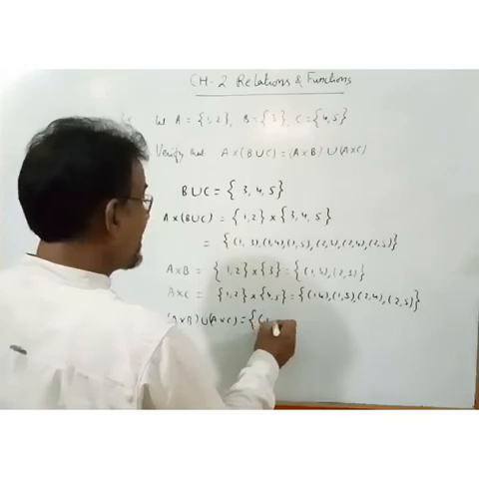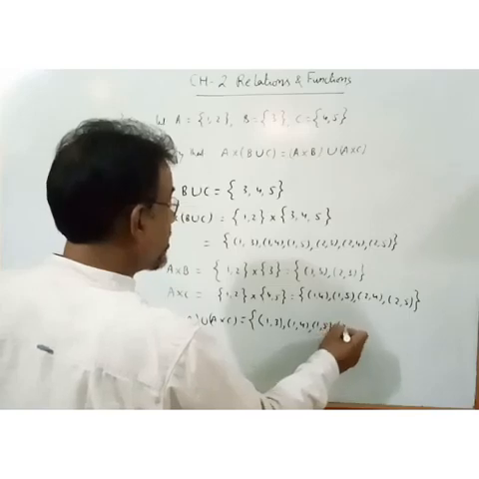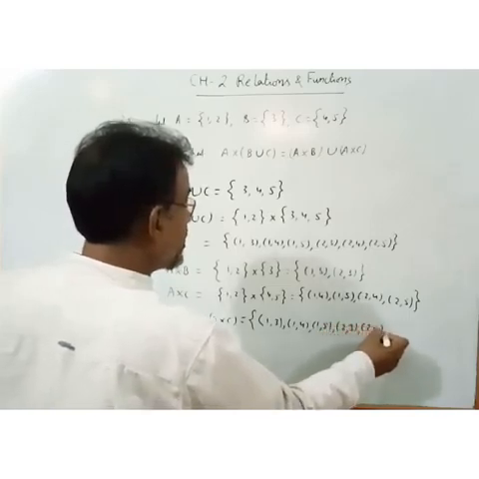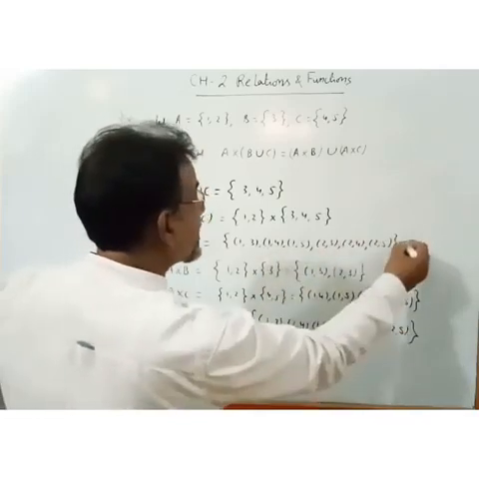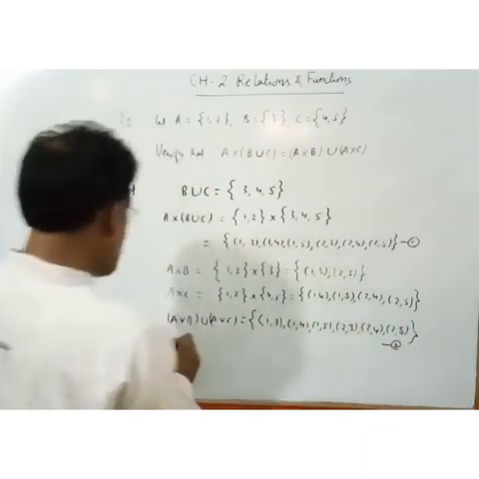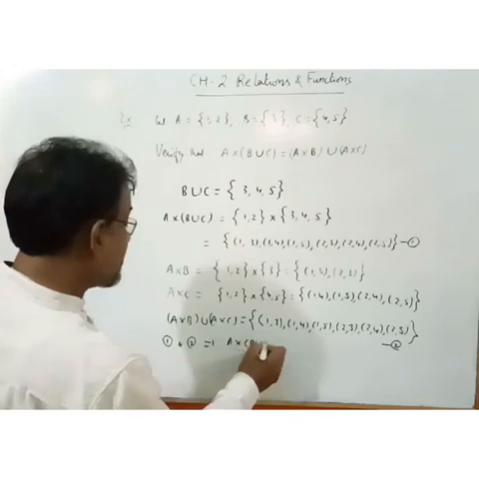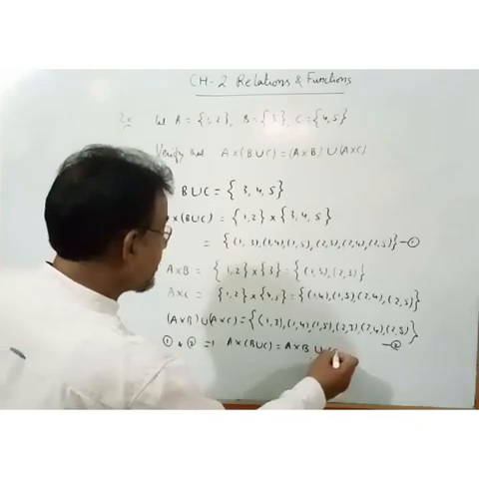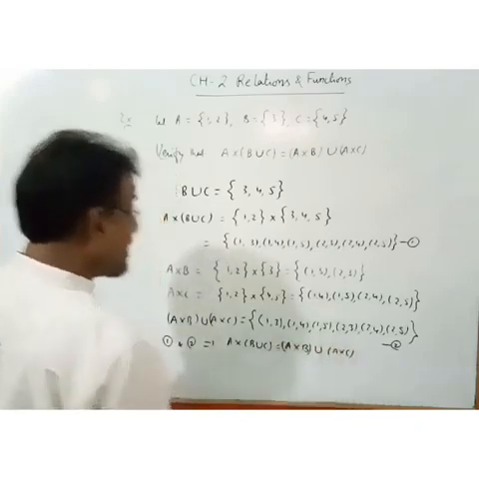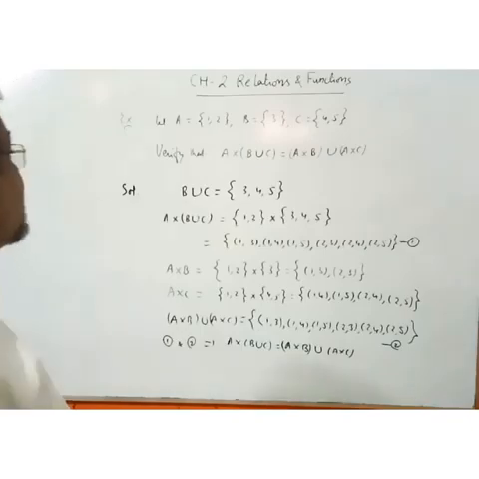So let us make their union, (A cross B) union (A cross C). That will give you (1,3), (1,4), (1,5), (2,3), (2,4), (2,5). So all these 6 members are also present in 1, same in 2. So 1 and 2 imply A cross (B union C) is equal to (A cross B) union (A cross C).